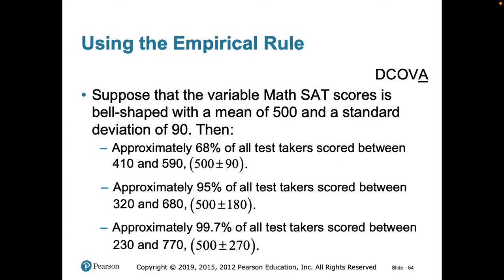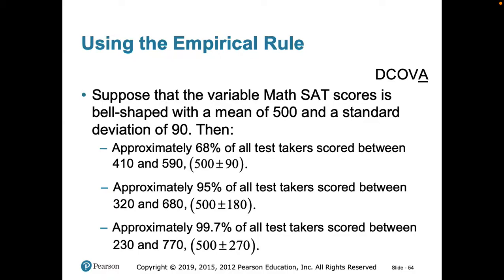95% of those test takers are going to be between 320 and 680, that's where you get your 500 plus minus 180, two standard deviations, right? And finally, 99.7% of all people who are taking the test are going to be between 500 plus minus 270. That'll give you 230 to 770.